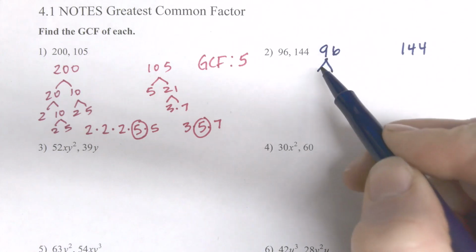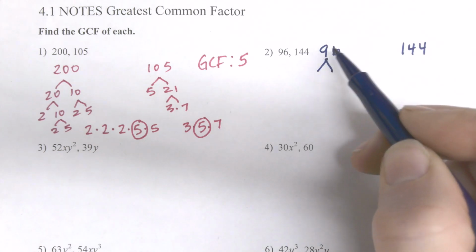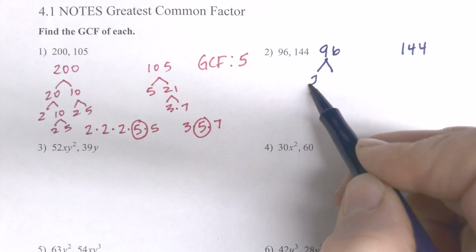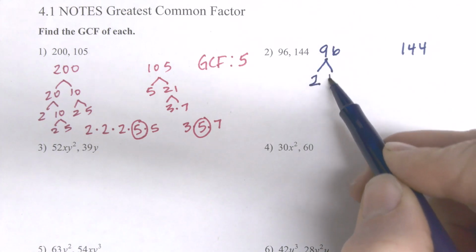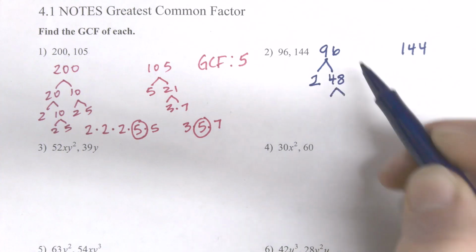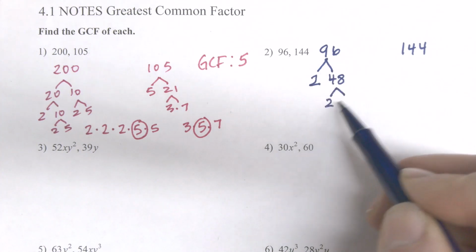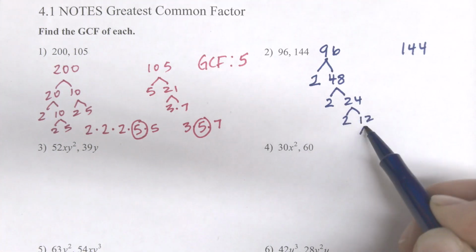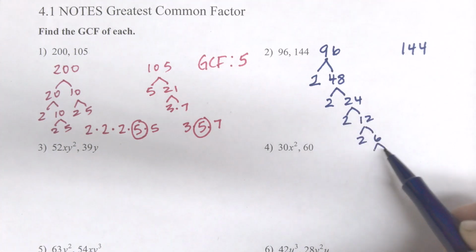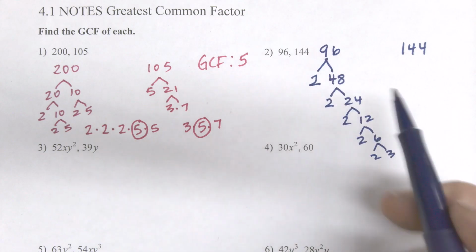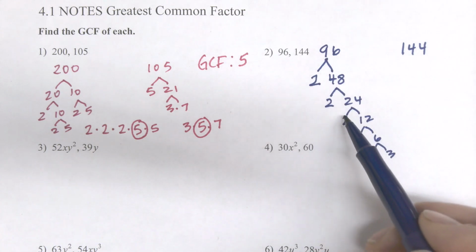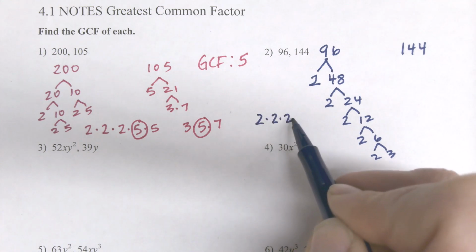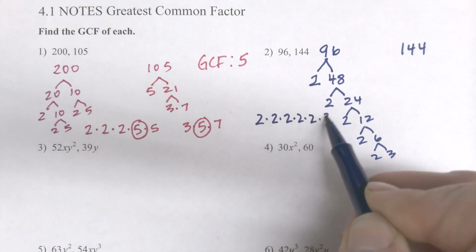96, I'll start with, it's even. Sometimes I can't see exactly what goes into it. Sometimes it's obvious. But this one's even, so I know that's 2. And 48, 48 is 2 and 24, 24 is 2 and 12, 12 is 2 and 6, 6 is 2 and 3. So 96 is 1, 2, 3, 4, 5 2s and a 3. 2 times 2 times 2 times 2 times 2 times 3.